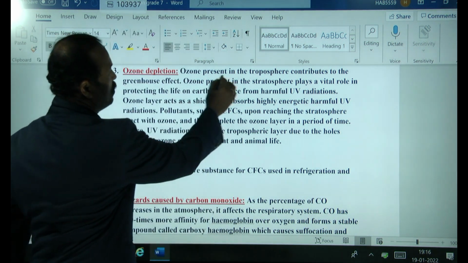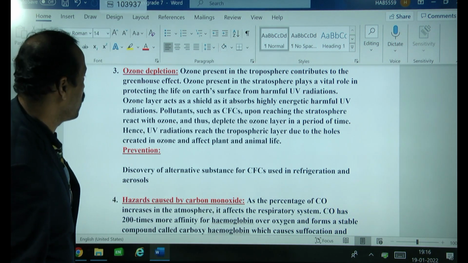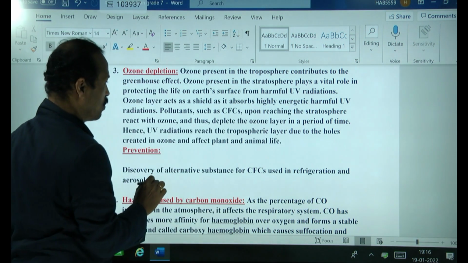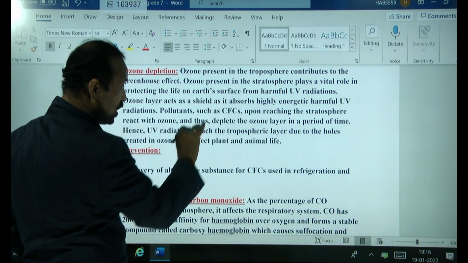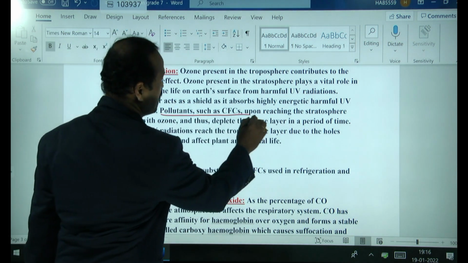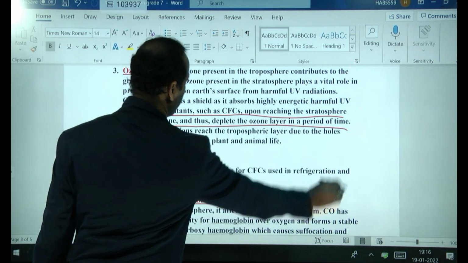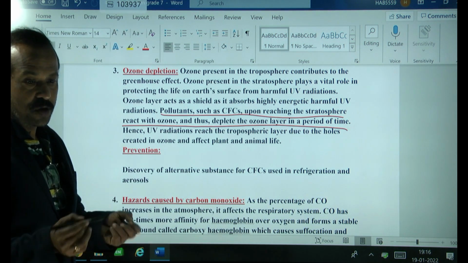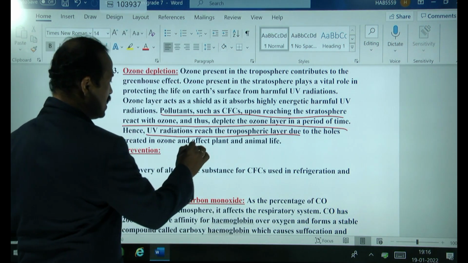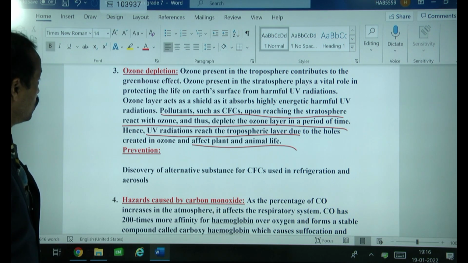So see here now, ozone present in the troposphere contributes to the greenhouse effect. Ozone present in the stratosphere plays a vital role in protecting the Earth's surface from harmful ultraviolet radiations. The ozone layer acts as a shield, a protecting layer, but pollutants such as CFCs, upon reaching the stratosphere, react with ozone and thus deplete the ozone layer. So ultraviolet radiations reach the earth, and this will affect plant and animal life. So that is about ozone depletion.